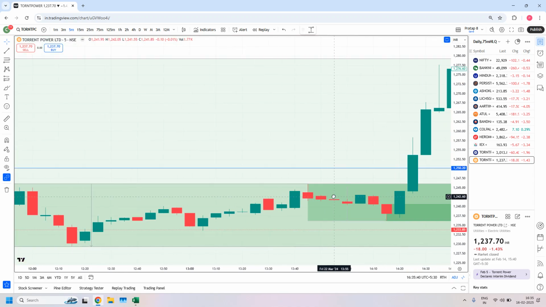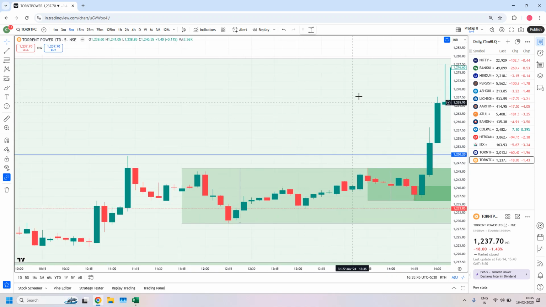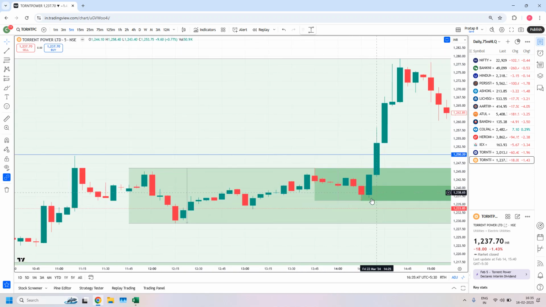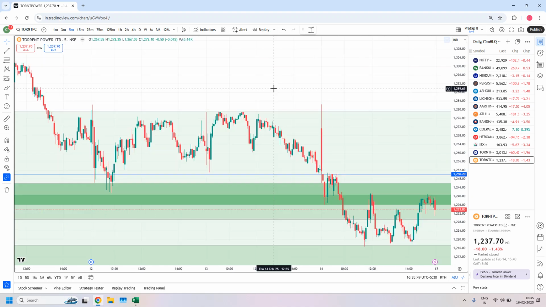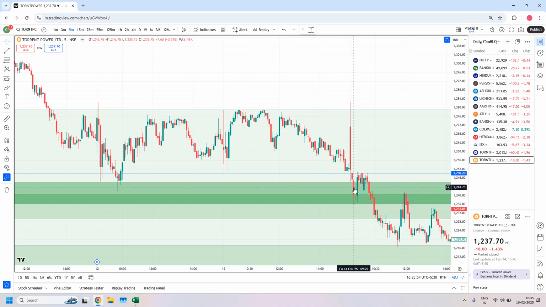This is the drop base rally and follow through candles. So this is the area we planned our trade. And today what happened? Prices entered into this zone.